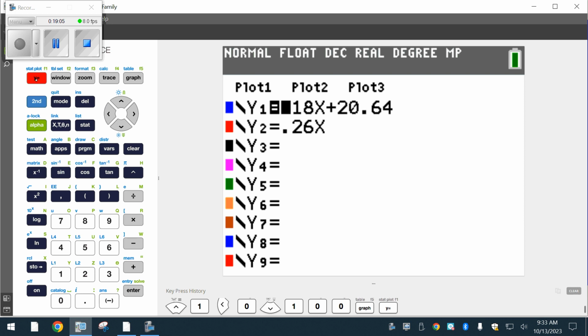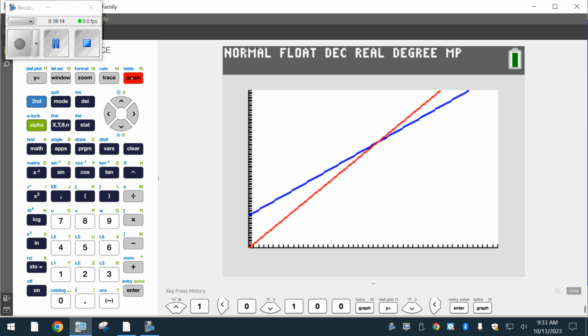I'm going to turn the other one back on. Hit graph, and you'll see them. So obviously you see the red, which was the revenue. That guy did start at 0, right? And it goes up. This one, we could figure out the y-intercept. We could look at the chart. We can just do it algebraically.